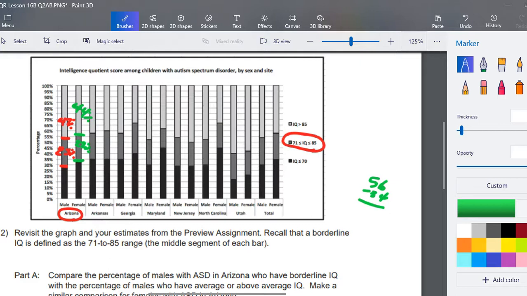So looking at Part A, compare the middle percentage of males. When it says compare the percentage of males who have a borderline IQ with the percentage of males who have above average IQ, and then make a similar comparison for the females, you could write some kind of statement like: males in Arizona with borderline IQ represent about 25% of the males, whereas the above average IQ have about 47%.